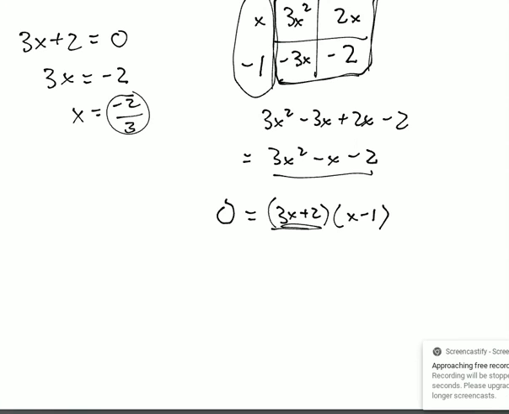Now x minus 1 equals 0. Pretty simple, x equals 1. So there you go. There's your two solutions.